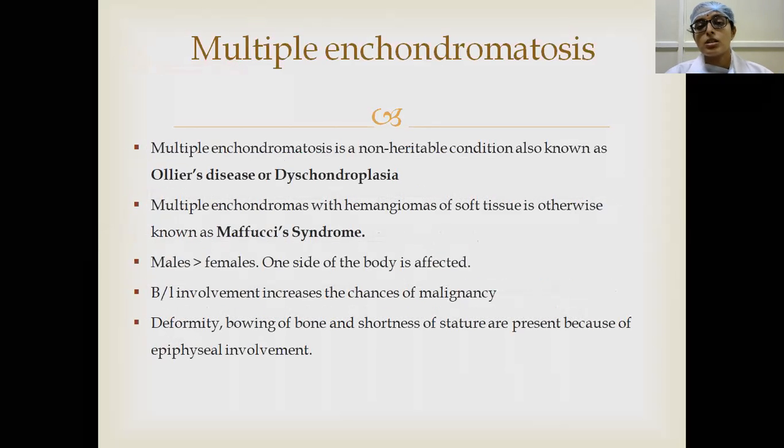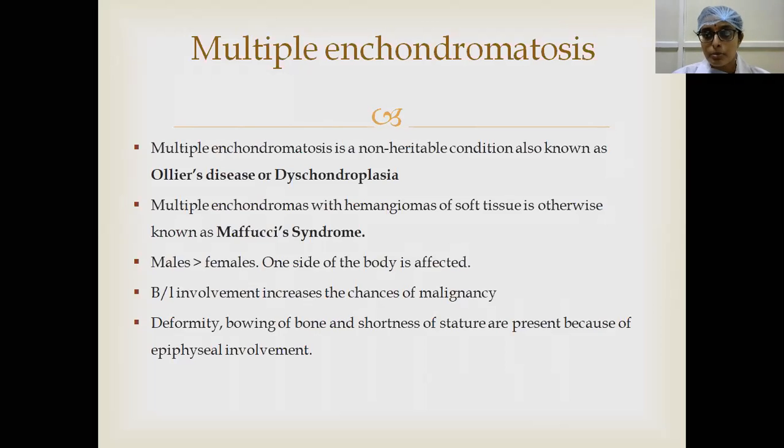And a few syndromes, these are important for your entrance examination. One is Ollier's disease or dyschondroplasia, which has multiple enchondromatosis, with enchondromas at multiple sites. If the same thing is associated with hemangiomas, then it is called Maffucci's syndrome. Both these, unlike enchondroma, are more in males, and usually unilateral, with one side of the body involved. However, if both sides of the body are involved, then there is a chance of malignant transformation. In such multiple enchondromatosis, the chance of malignant transformation is as high as 30%.